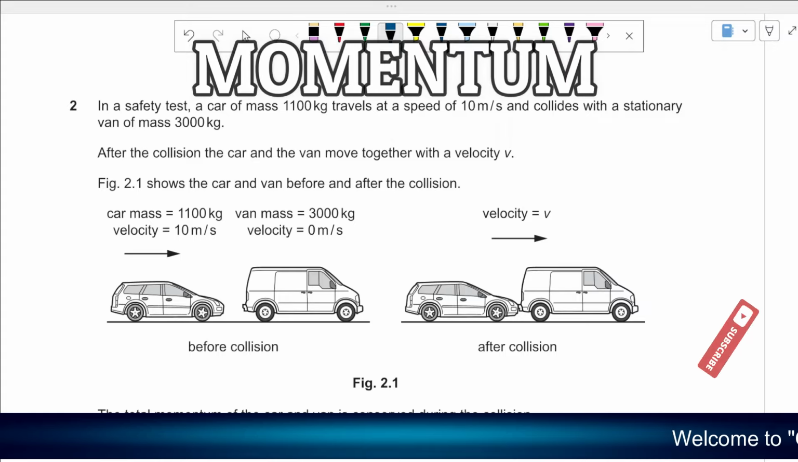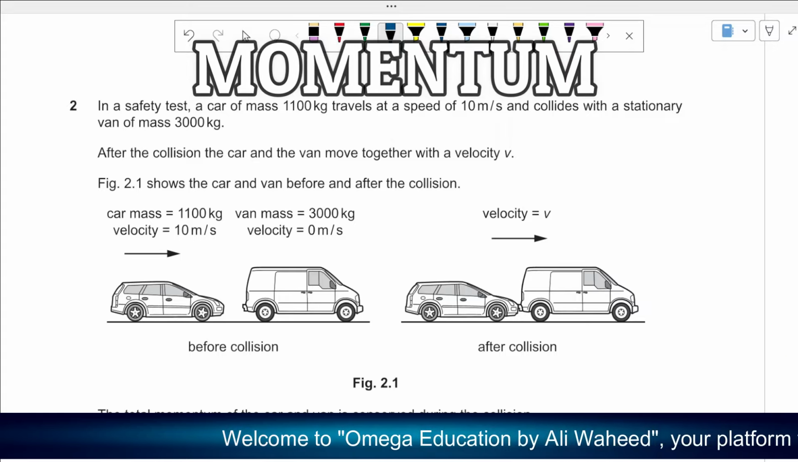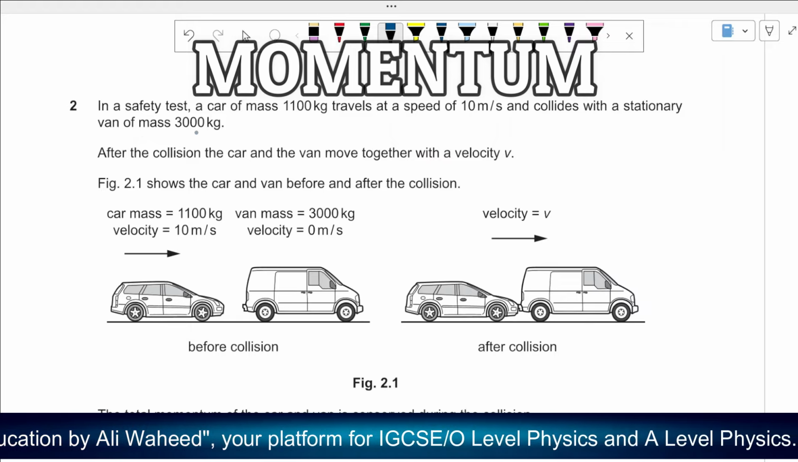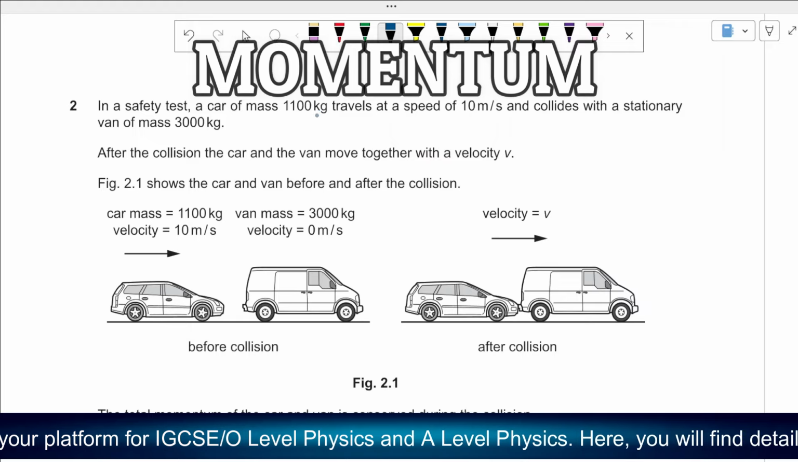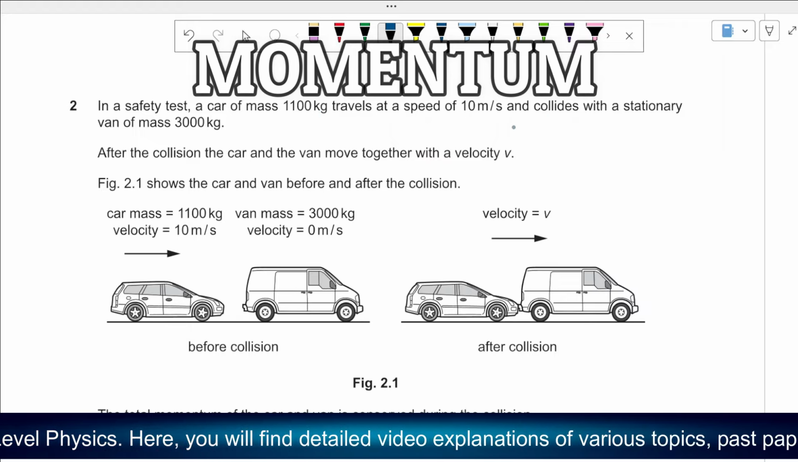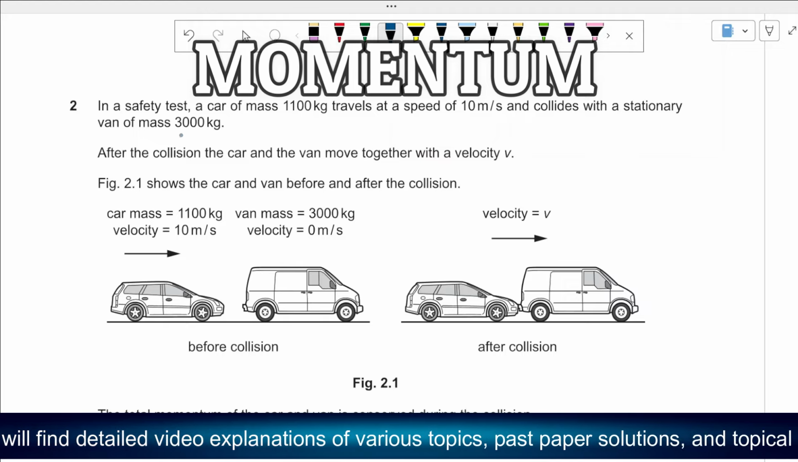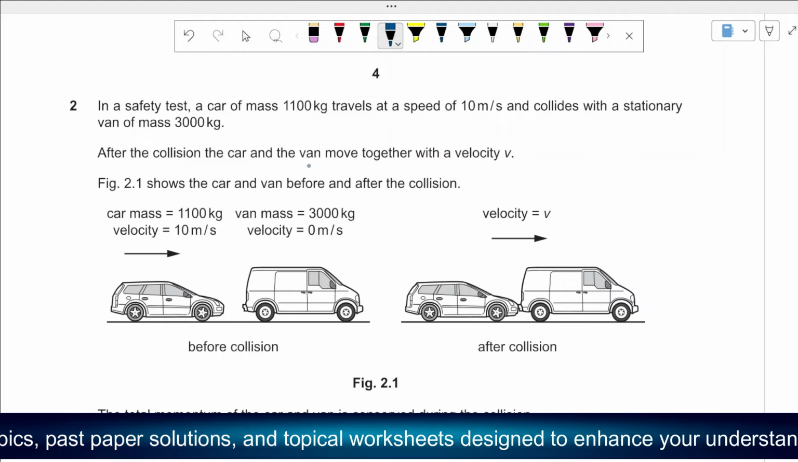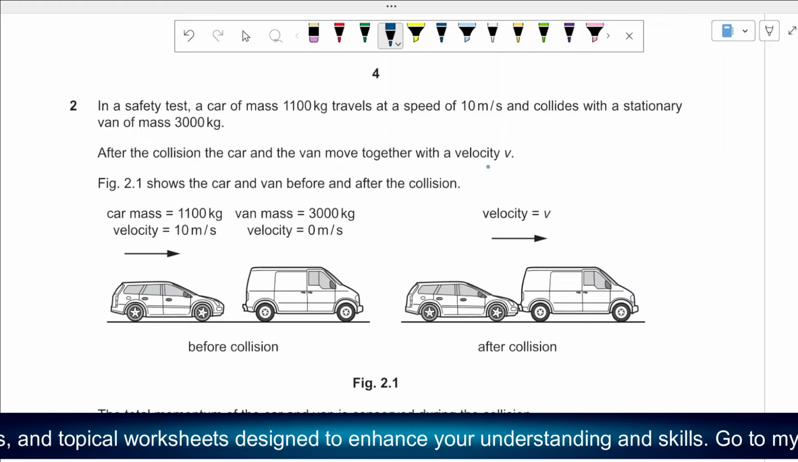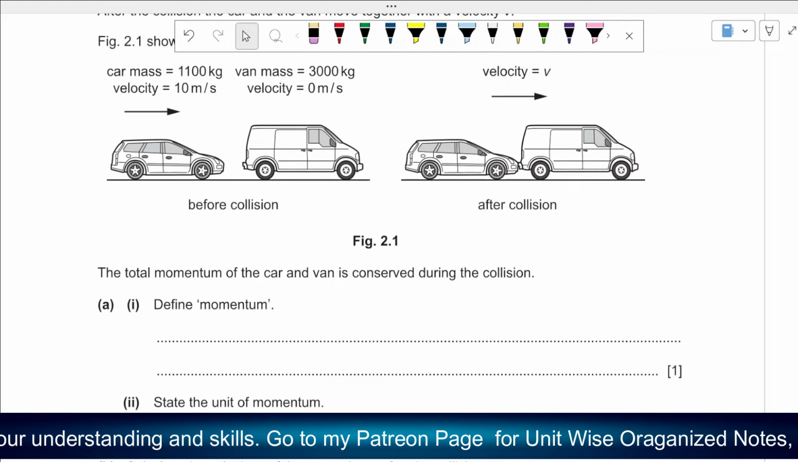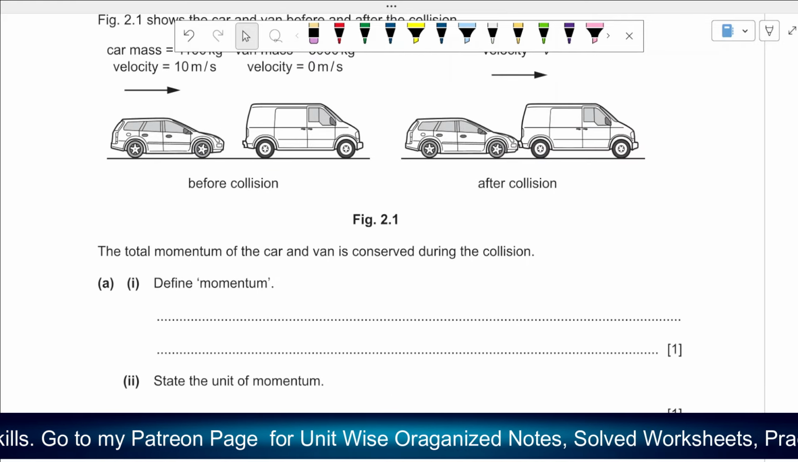which is numbered as question 2, but here's the first question that we have, especially from the topic of momentum. So the first question says, in a safety test, a car of mass 1100 kilograms travels at a speed of 10 meter per second and collides with a stationary van of mass 3000. After the collision, the car and van move together with a velocity v. Okay, and then we have the diagram. Everything is given on the diagram as well.